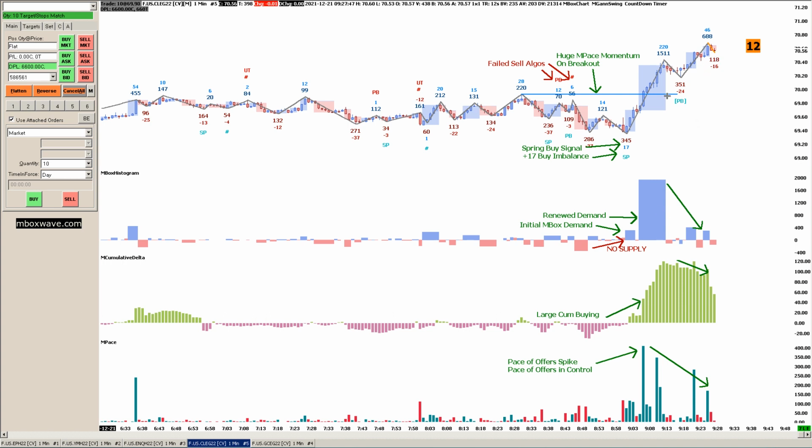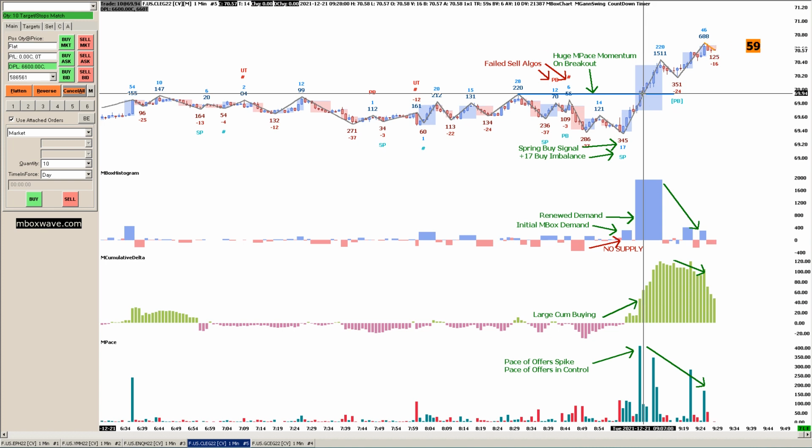So I had about 11 points of confluence. Trade worked out well. Like I said, usually I trade more pullbacks, but this was a strong breakout on the MPace, so I thought I would do it, and it turned out good.